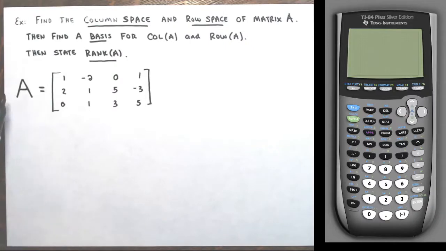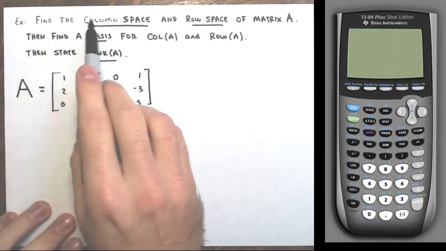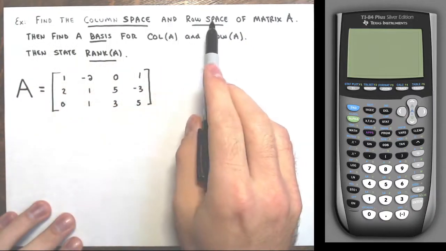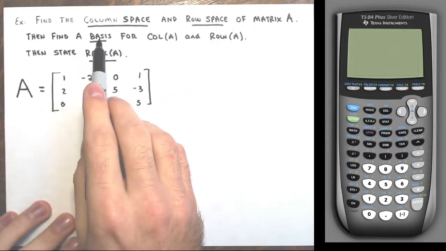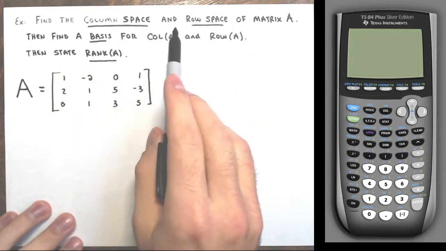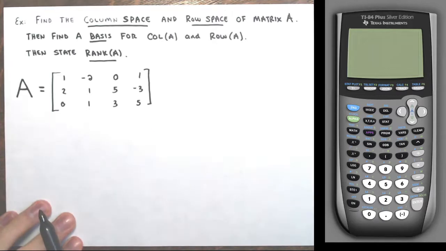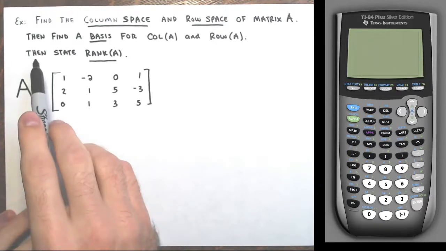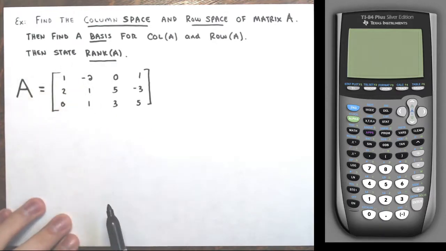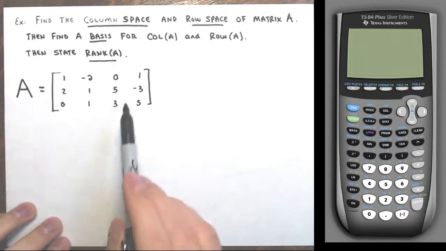Okay, so here's matrix A, and I'm asked to find the column space, the row space, and then find a basis for each, right? A basis for the column space, a basis for the row space. Then state the rank of A. Alright, so here A is a 3x4 matrix.